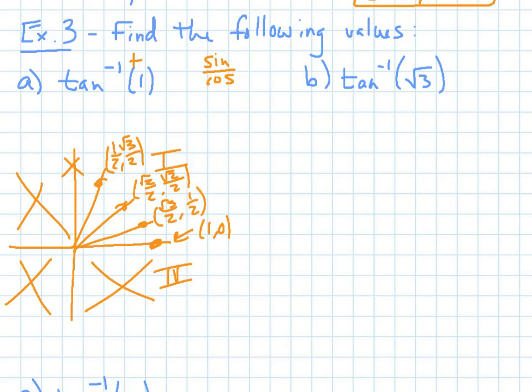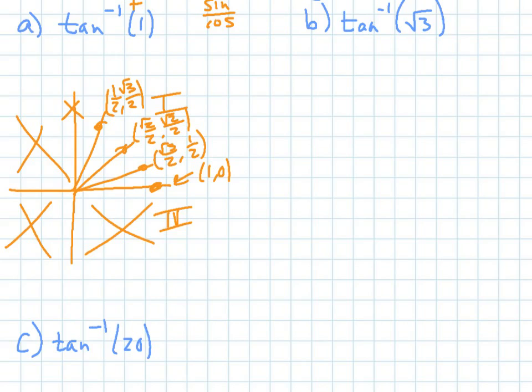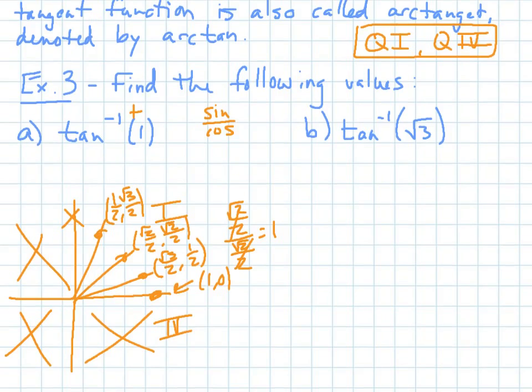So that would be the pi over 4, right? So you get square root of 2 over 2 divided by square root of 2 over 2. They cancel each other out, leaves you with 1. So it must be pi over 4 for our answer.